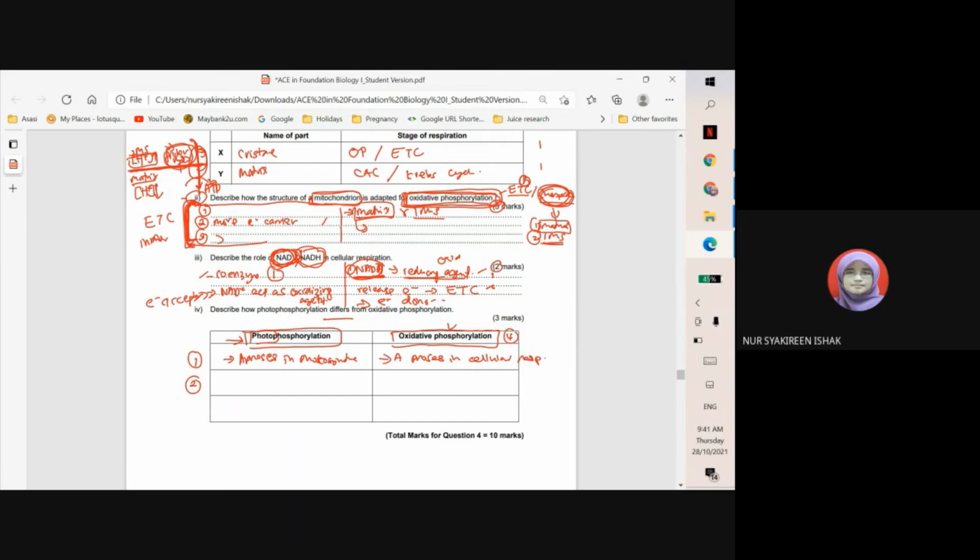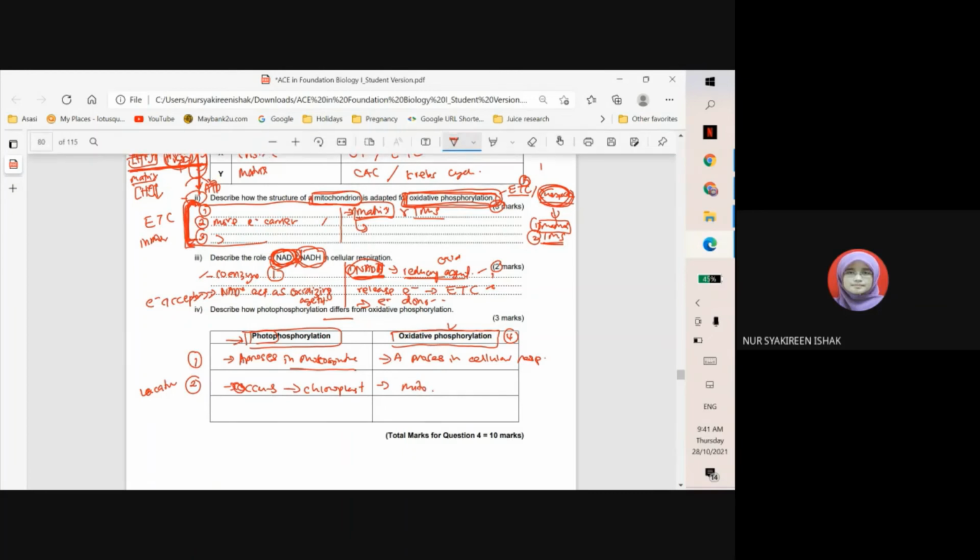Okay, so the second difference is the location. So photosynthesis obviously occurs in the chloroplast. This one, it occurs in the mitochondria. Okay, so that is for the second difference.